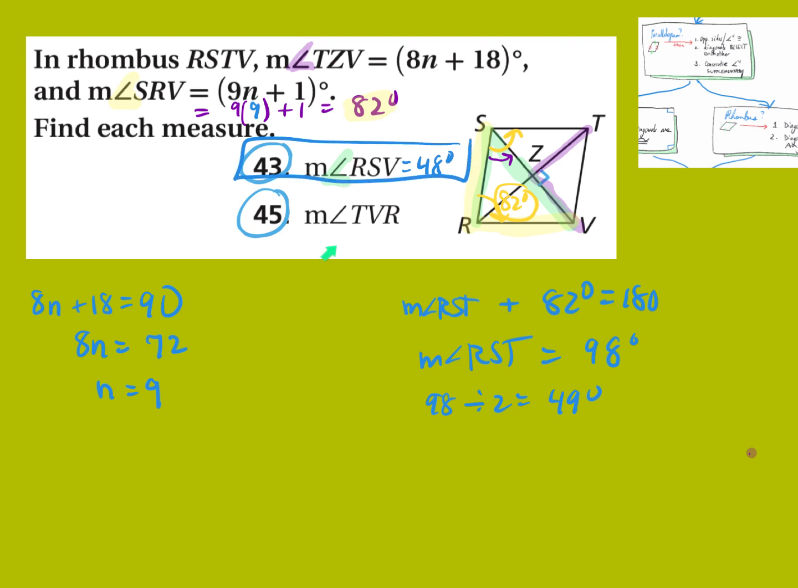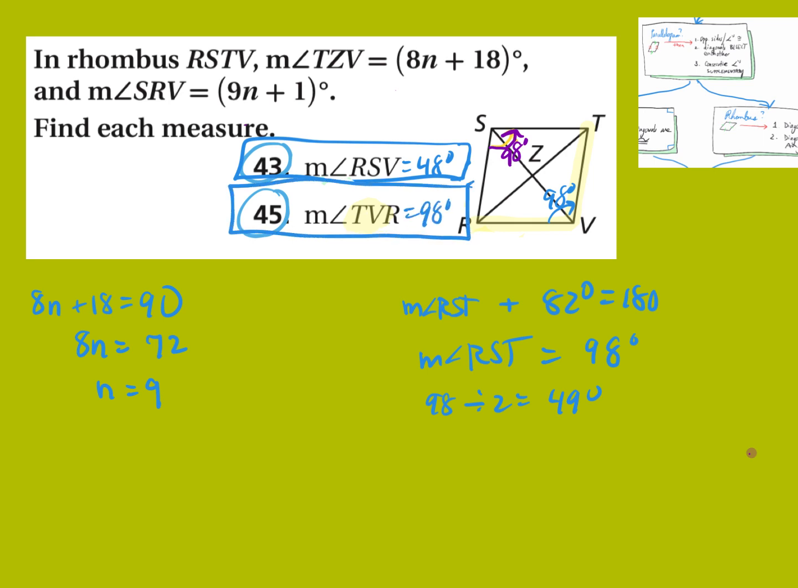All right, next, how about the measure of angle TVR? Therefore, this angle is also 98 degrees. And that was the one we needed. Well, I hope that helped. That's how you do number 43 and 45.